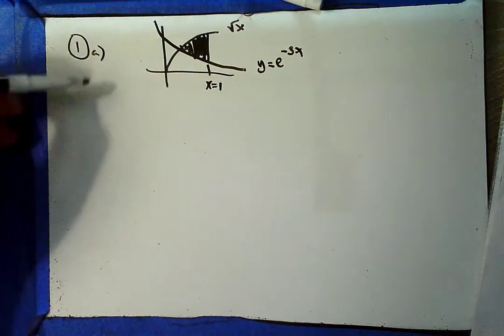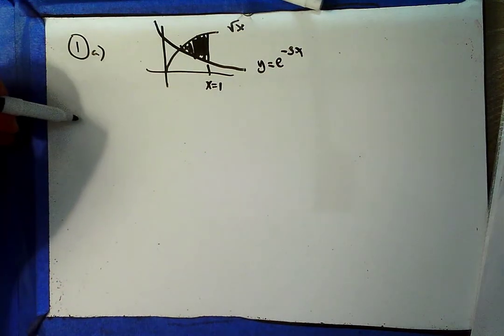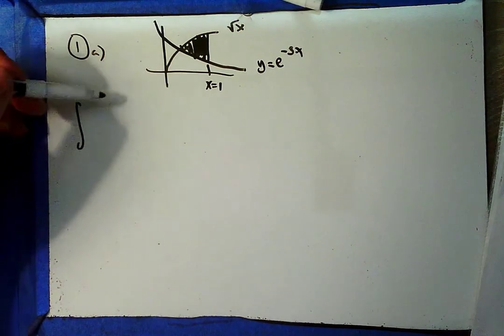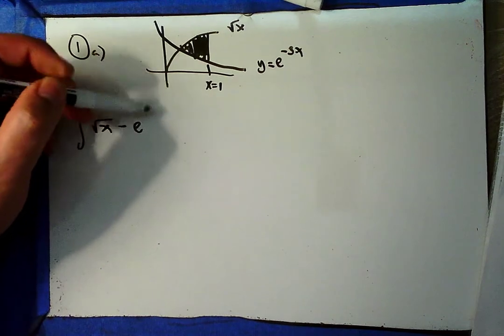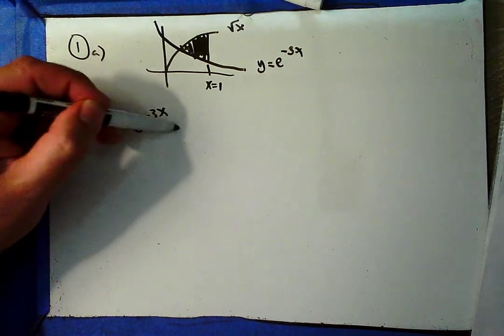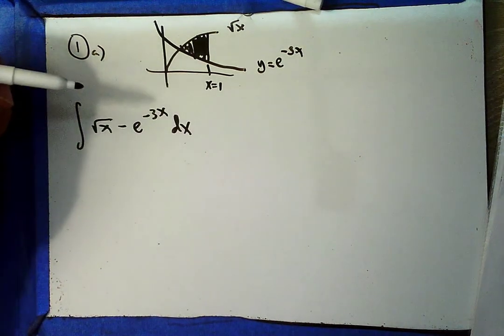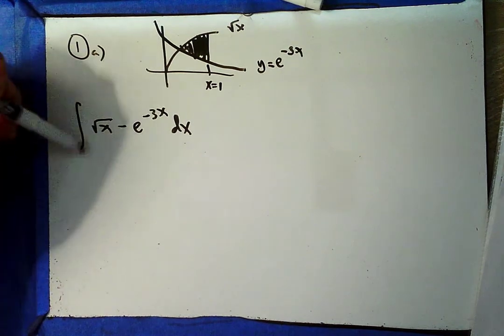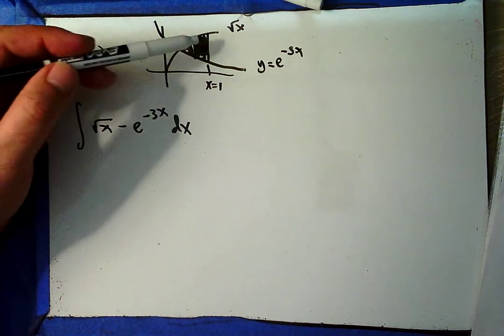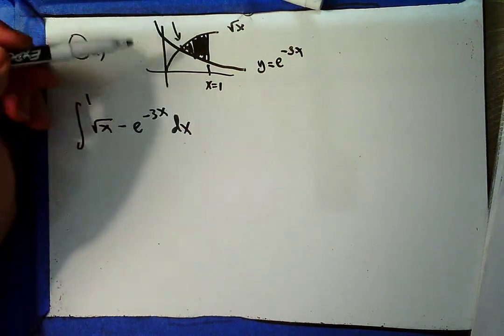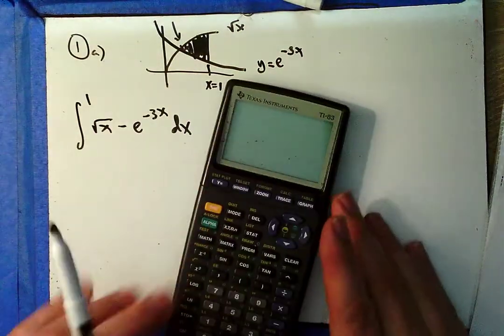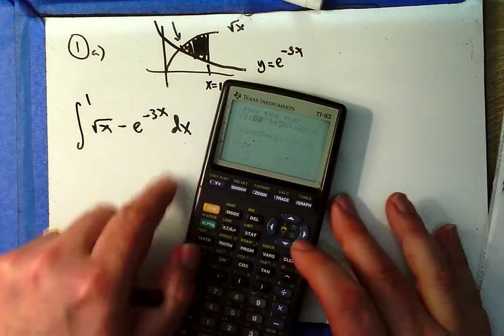Well, I can simply do a top minus bottom here of square root of x minus e to the minus 3x dx. This says with calculator, which is great, but what about the bounds on our integral? Well, I know I'm stopping at 1, but where am I starting? I need to find that point of intersection. So I'm going to have to graph these functions.